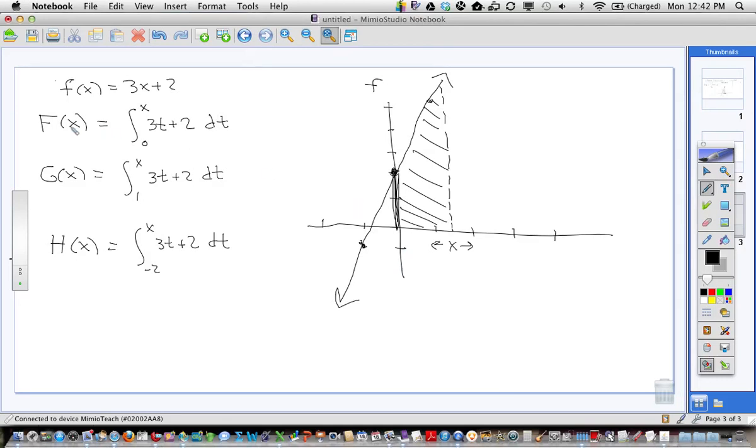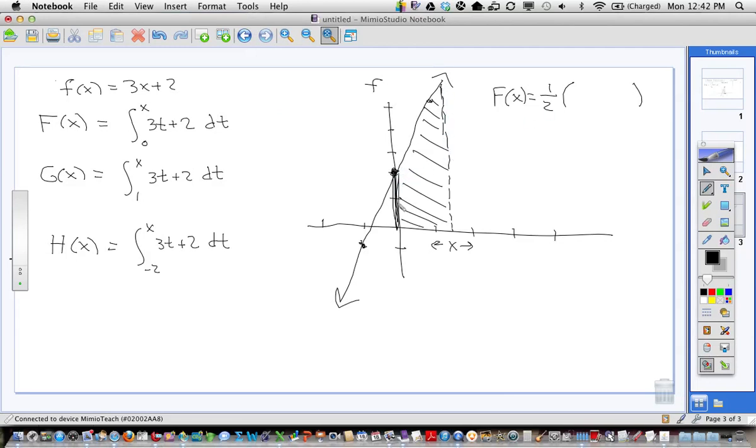Trapezoid. Okay, so big F. Now remember, big F is supposed to be the area under this curve from 0 to x. So this picture should be the big F function. This area should be the big F function. So let's do it. Let's write that area. It'd be 1/2 the sum of the two bases.